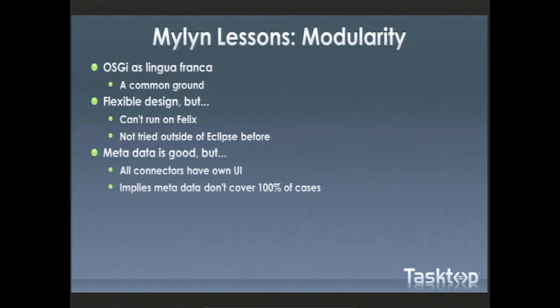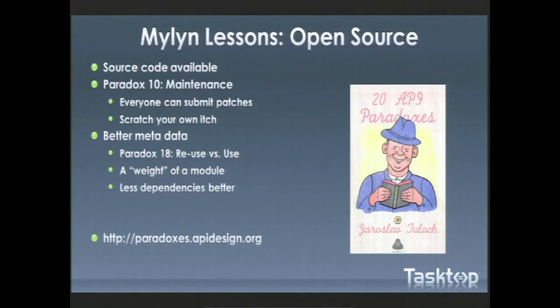Metadata. Metadata are there, the intention is there, but basically all the connectors, as far as I am aware, in Eclipse have their own UI. So that means that the metadata are not good enough in most of the cases. So we would need some improvements to really reuse more than just Trac. And even, for example, the query in Trac had to be hacked around.